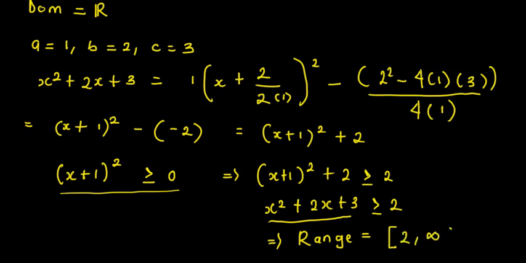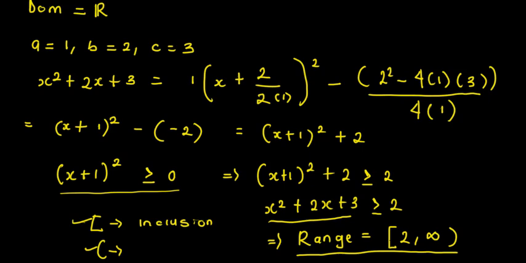[2, infinity). So now remember that this bracket represents inclusion and this represents the opposite of inclusion. That means it doesn't include the number. When you use this closed bracket, it means that it includes the number. This represents that it doesn't include the number, so non-inclusion. So basically our answer is from 2 to infinity.